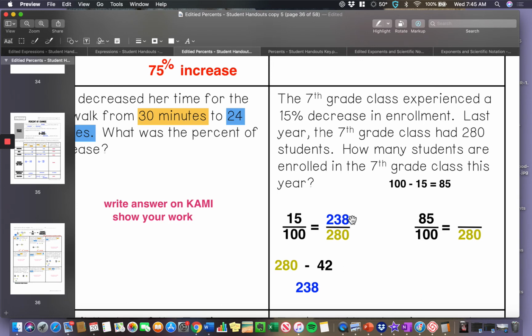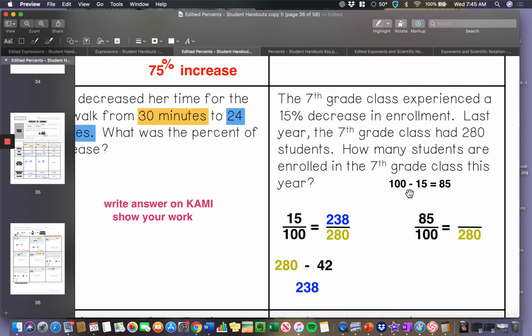How many students are going to attend school next year? Well, since I had a 15% decrease from the 280, I'm going to have 238 students return, which is actually 85% of my students. And here's why. Because 100% was 280 students, the whole amount from last year, I can represent my percentage as the percent that is returning. So 15% is the amount of 7th graders that will not be there, all right? But 85% of the 280 students will be there.